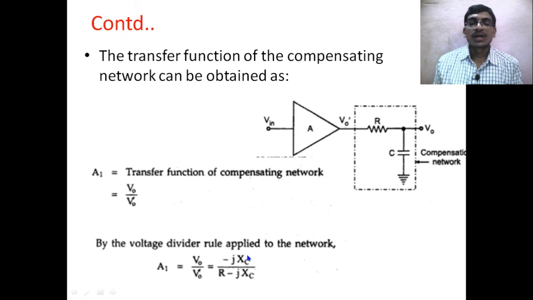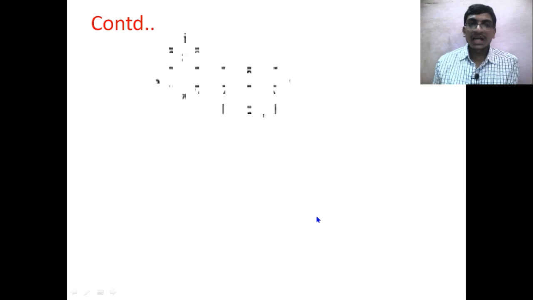By applying the voltage divider rule to the network, A1 can be written as V0 by V0 dash, which is equal to, so here the output voltage V0 is the voltage across the capacitor C, and this can be written as minus jXC divided by R minus jXC. Actually, we can directly write the voltage across the capacitor V0, which is equal to V0 dash into minus jXC divided by minus jXC plus R. Like that, we can rearrange the equation in order to get A1, the transfer function of the compensation network.